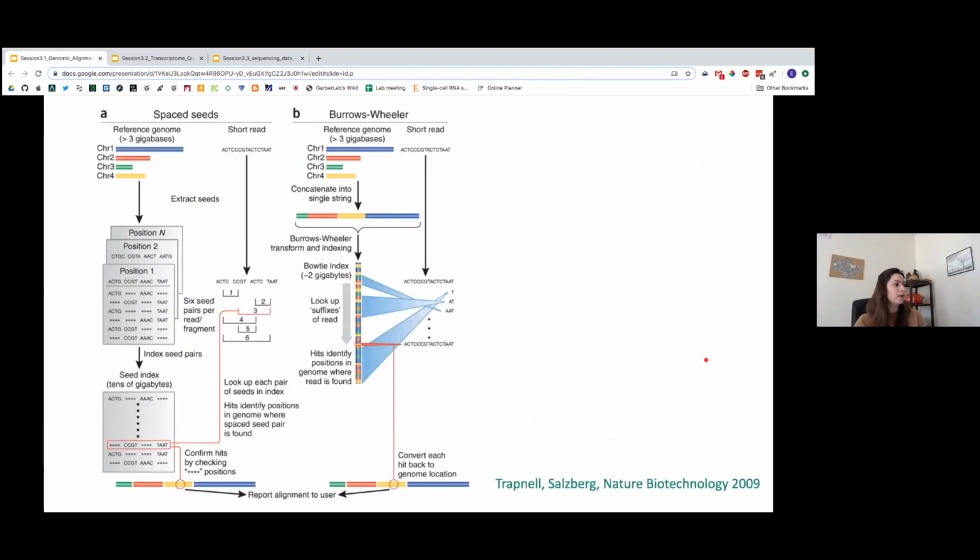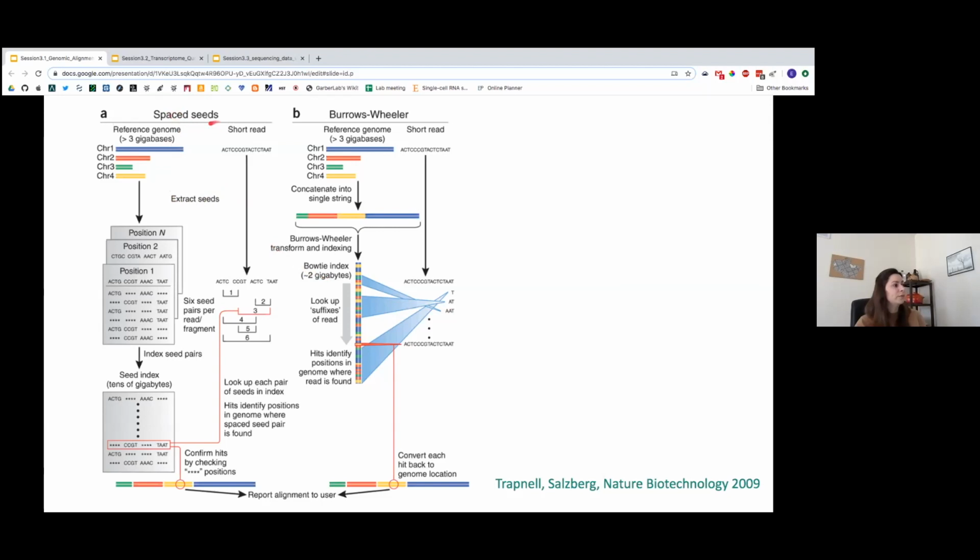So that's really curious. All right, so we talked about hash-based alignments, but that's not the only way to create an index. So there are other ways to create indices, and some of them are very commonly used in mapping algorithms.